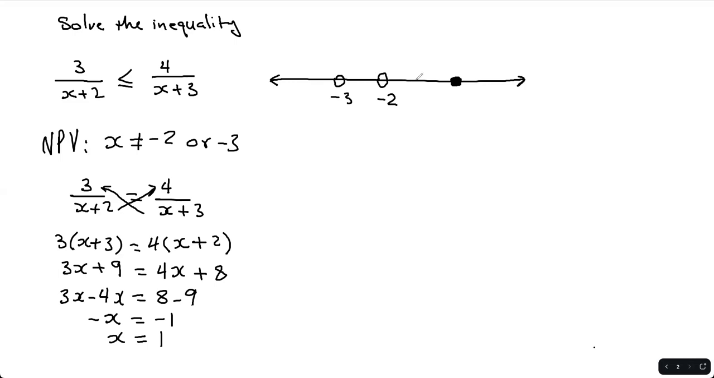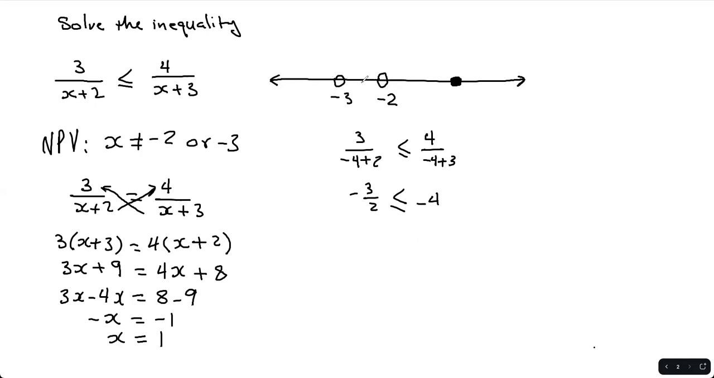You have 1, 2, 3, 4 intervals. In here, you test each one. So now, if you're testing in this interval here, let's take -4. So we go 3 over -4 plus 2 is less than or equal to 4 over -4 plus 3. Now 3 over -4 plus 2 is going to be -3/2, is less than or equal to 4 over -4 plus 3. That's going to give you -4, because that's 4 over -1. Is that less than that? No, that's not. That's false, so you don't shade in this region.